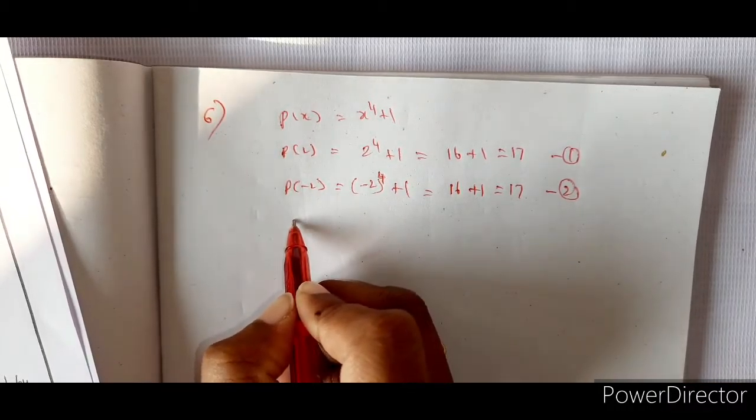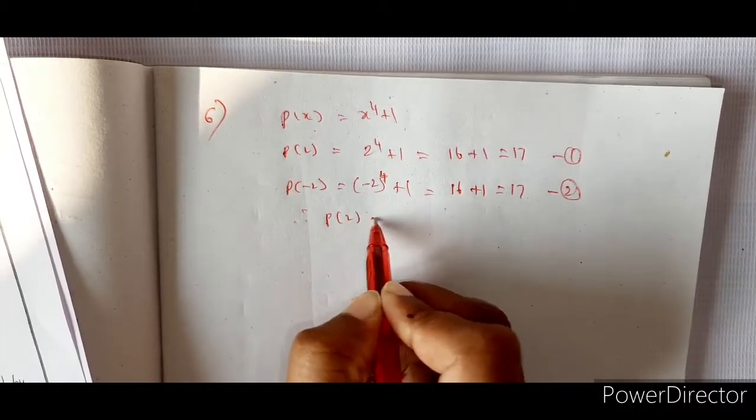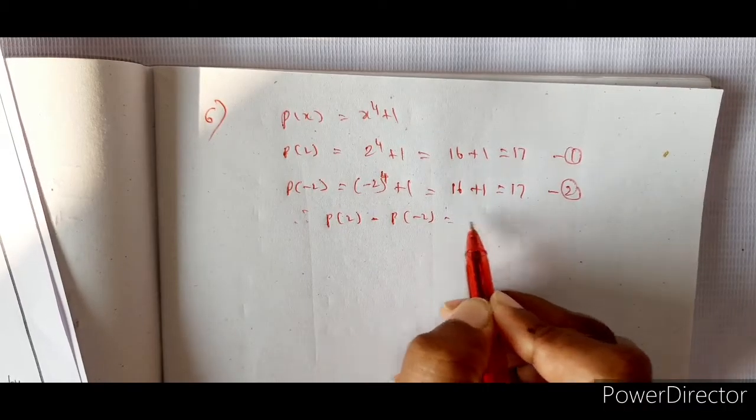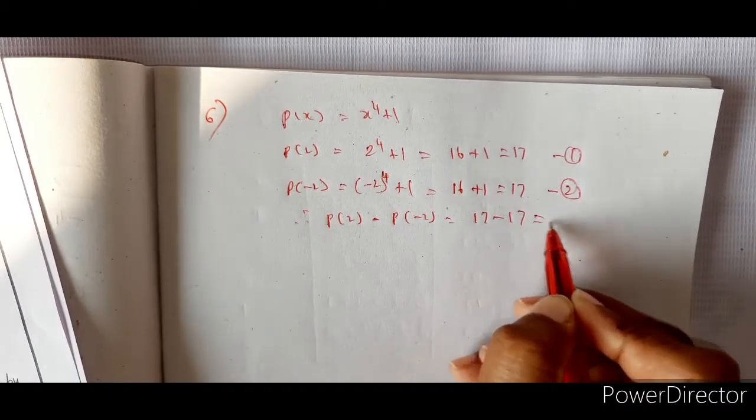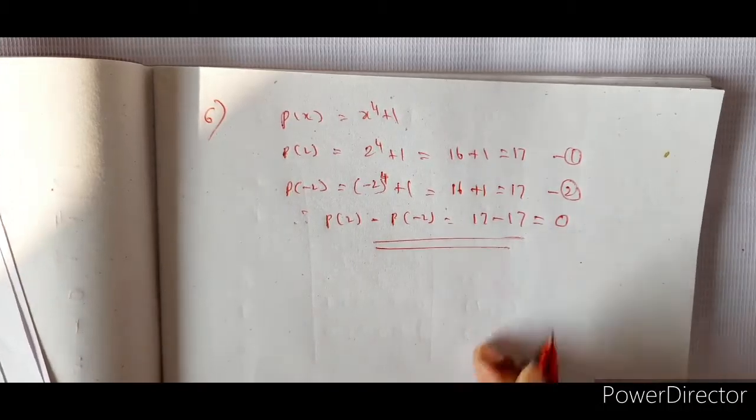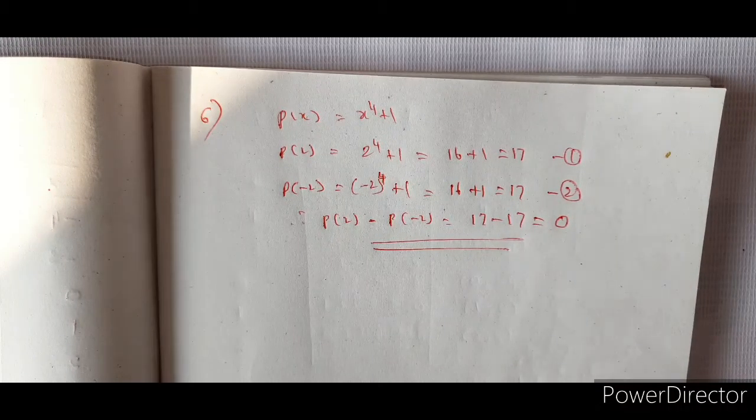So now, p of 2 minus p of minus 2 is equal to 17 minus 17, which is equal to 0. So this is how you have to find it out. Note it down.